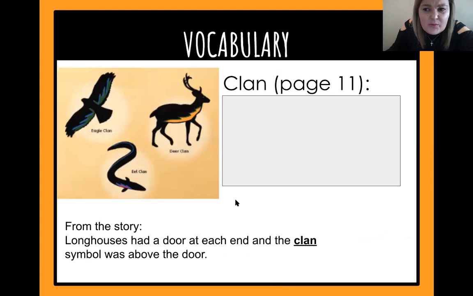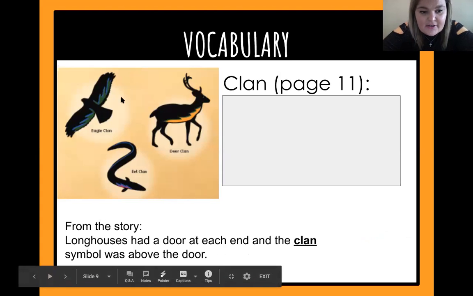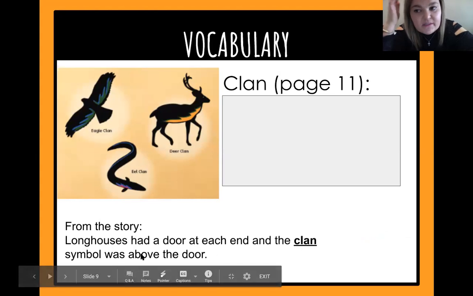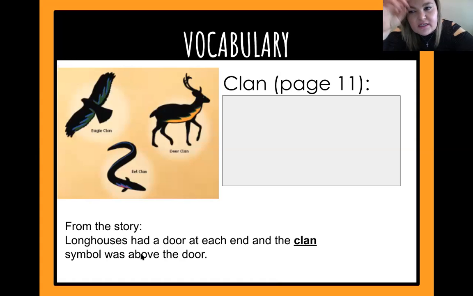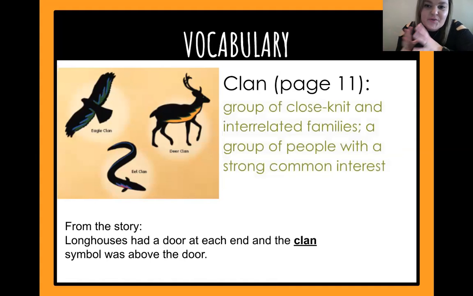Next, a clan. We learned a little bit about this the last time we read together. It said, here's a picture of the clans, and it says longhouses had a door at each end, and the clan symbol was above the door. So what's a clan, 4th graders? Yeah, good job remembering. It's a close-knit and interrelated, so they're kind of related family.